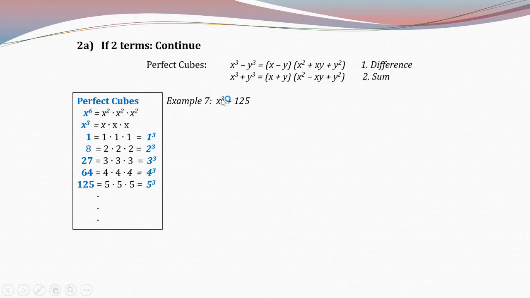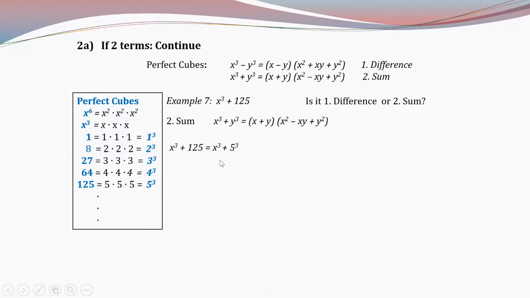We know that x cubed is a perfect cube. 125 is also a perfect cube. It's here, right? 125 is 5 cubed. So let me rewrite it. So it's going to be the sum. Let me rewrite it. There's my formula. Now let me rewrite the x cubed plus 125 in terms of cubes. This is the same thing as x cubed plus 5 cubed.